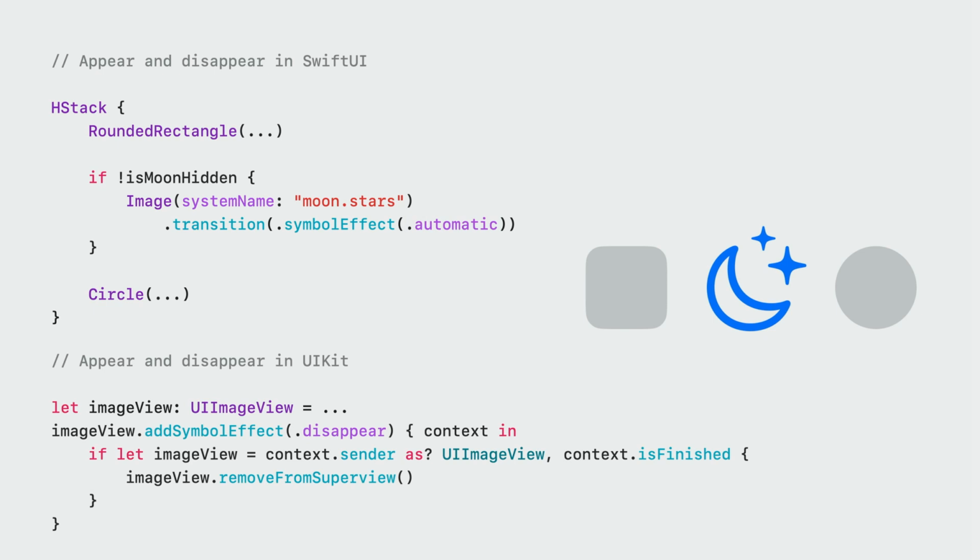If you're not using SwiftUI, then you'll need to manually add and remove the image view from the hierarchy. UIKit features a completion handler for effects, which can help. Simply add a disappear effect, and when the effect finishes, remove the image view from the hierarchy. So there you have it. That's symbol effects in SwiftUI, AppKit, and UIKit.